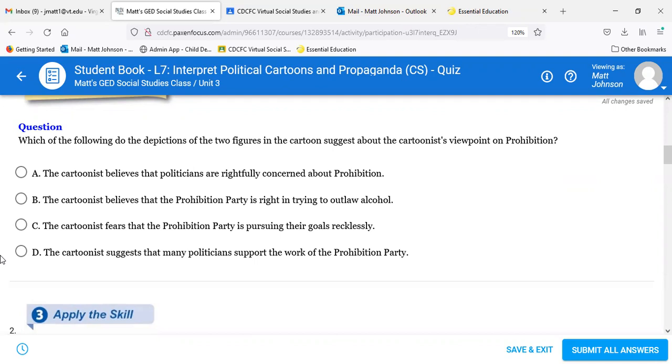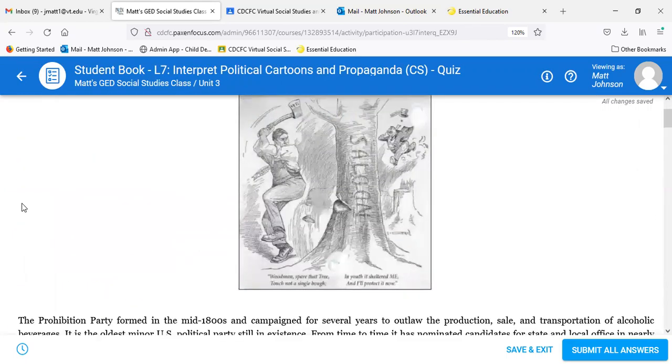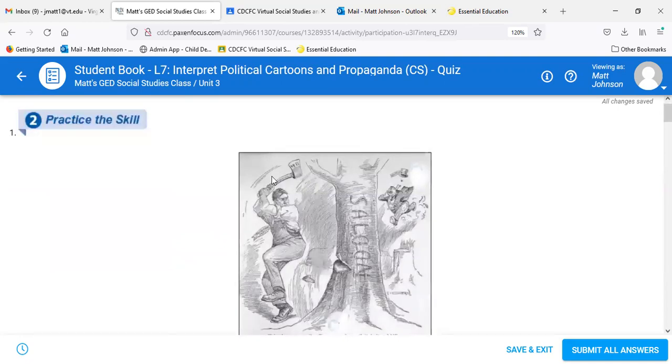Actually, it's B. You could tell that the cartoonist is pro-prohibition, right? He's thinking that they're in the right. So the idea here is that the Prohibition Party is just right in their idea about prohibiting the sale of alcohol. Again, think about how they're represented.